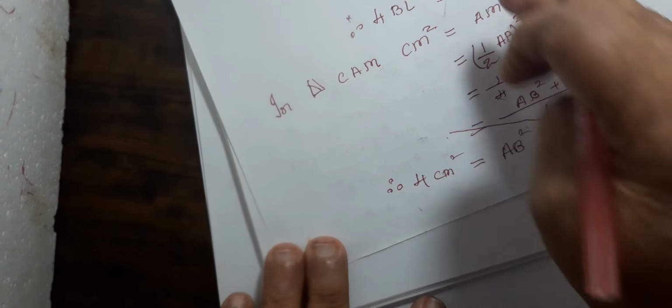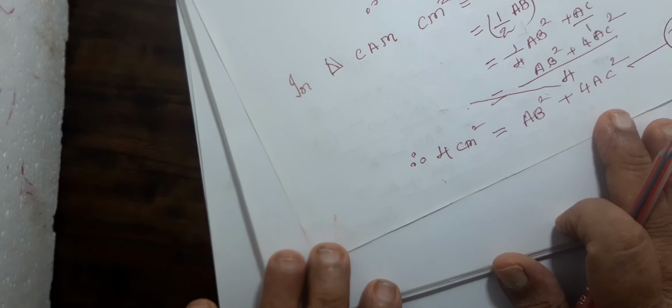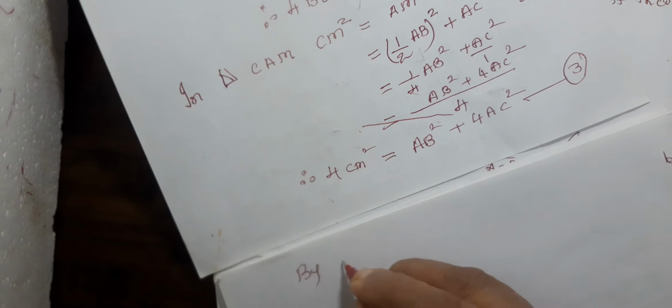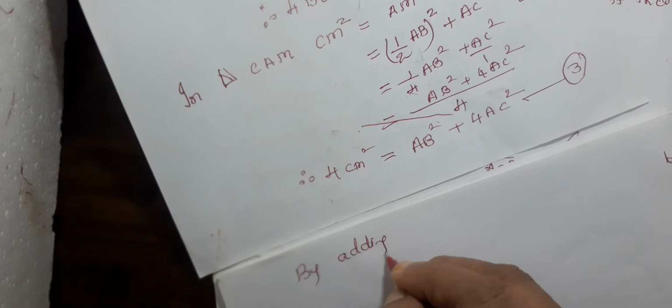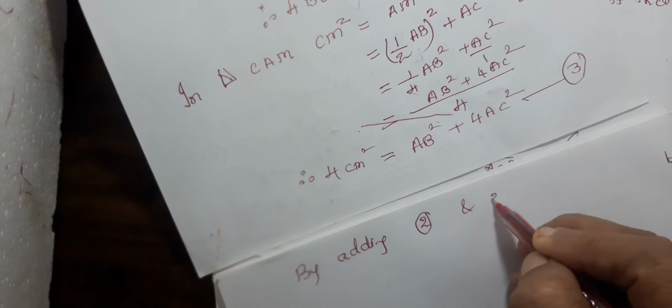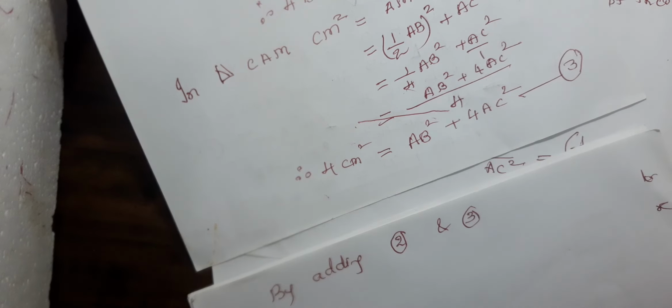Now what I'll do is, I'll add 2 and 3. I will add the second and third equation. So when I add, I'll go to the next page. Okay. So next page, by adding 2 and 3. Now adding 2 and 3 means what happens? You have to add the right hand sides and left hand sides.